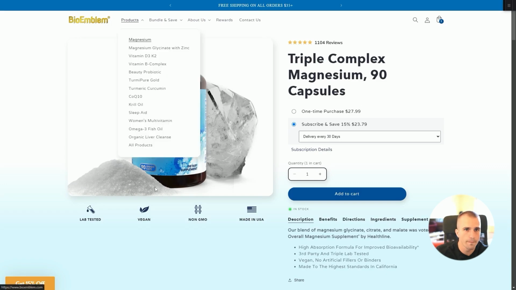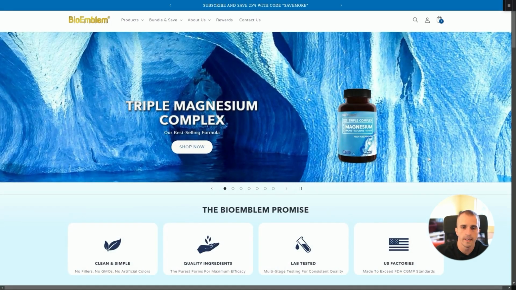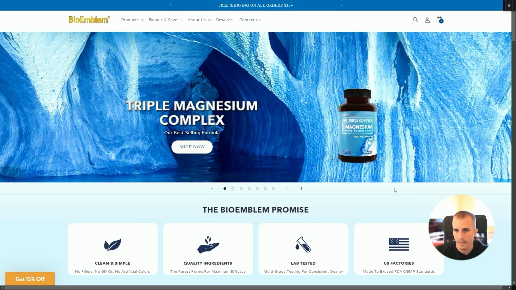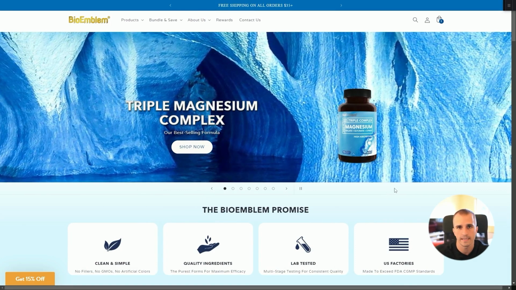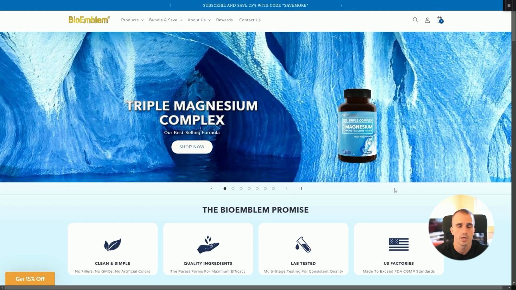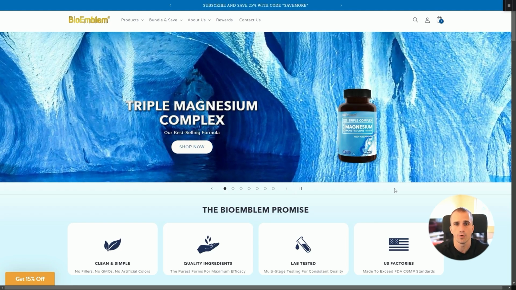Now, when it comes to the homepage, let's see what the homepage looks like. I like this banner image. It's really in the brand style, but the thing that really lacks here is the proper value proposition. Basically, what is the benefit of your product?